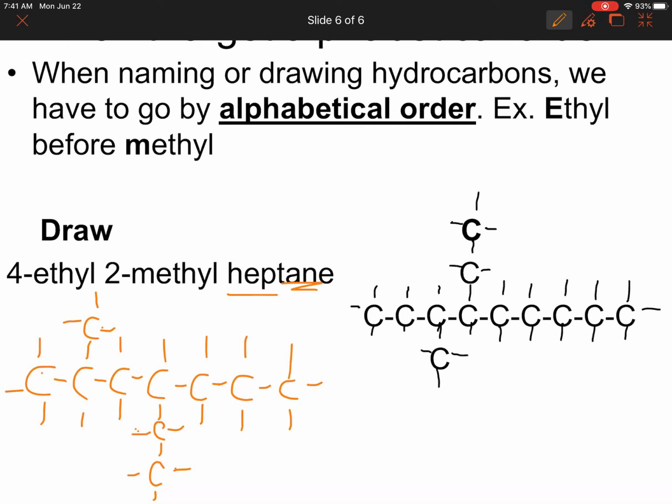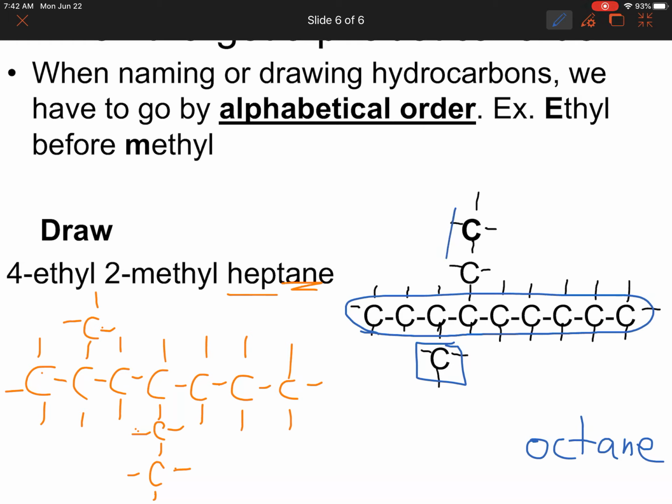Last one over here. Hit pause. Try this yourself. Okay, we're back. So, find the longest carbon chain. Well, that's going to be across. 1, 2, 3, 4, 5, 6, 7, 8. According to table P, 8 is oct. Ane, single bonds. We have a methyl and we have an ethyl. So E goes before M. So 1, 2, 3, 4. There's 4-ethyl. 1, 2, 3, 3-methyl.